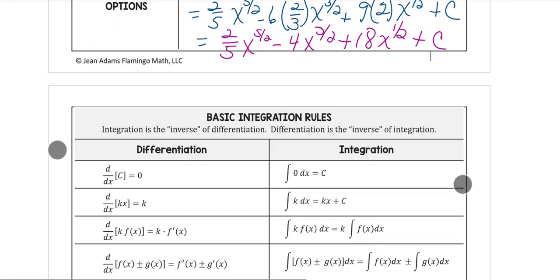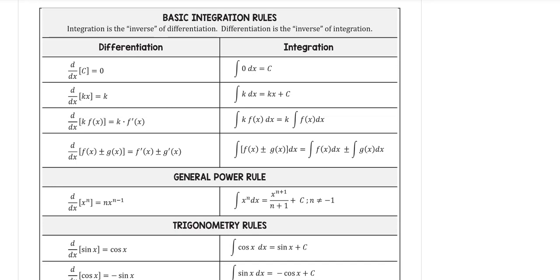Okay, now the next page is a list of the basic integration rules. So the first column says what you get when you differentiate, and the second column is what you get when you integrate. So when you integrate any constant, you get a constant, even 0. So that's what this is showing. If you integrate 0, you get a constant. If you integrate a constant, you get kx plus c.